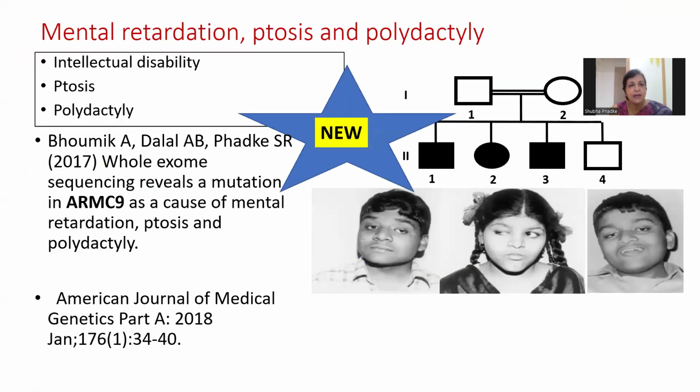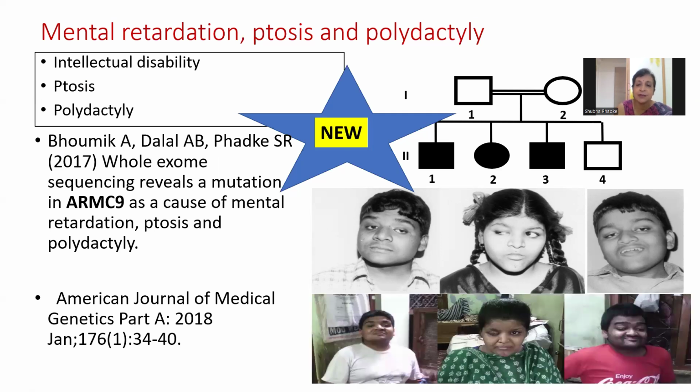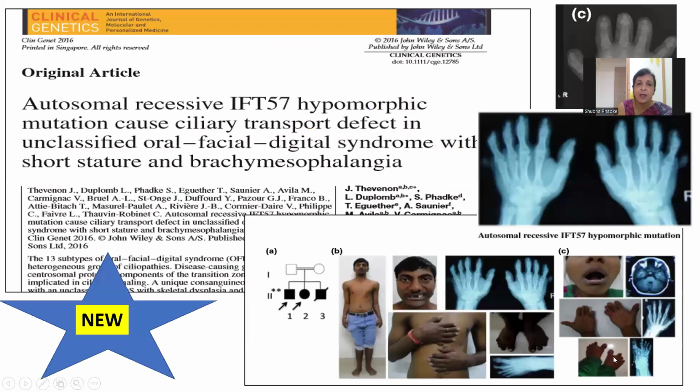So such type of rare genetic disorders, before the era of next generation sequencing, we were reporting. And this is another family with 3 children with polydactyly and intellectual disability. We reported it somewhere long ago, maybe in 2000. And then probably after 15 years, we could identify the causative gene when the children have grown up.